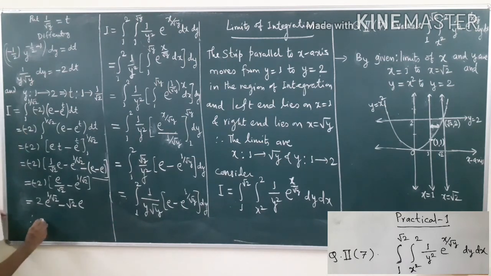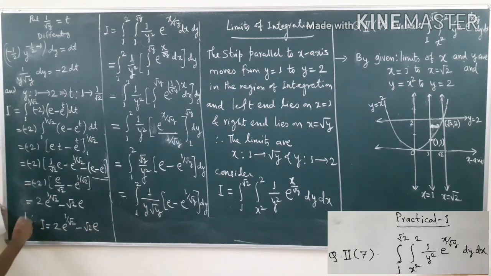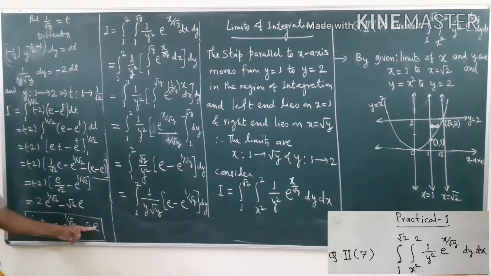Therefore, the final answer I is equal to 2 into e raised to 1 upon root 2 minus root 2 into e. So, thus we have the answer of the given integral as I is equal to 2 into e raised to 1 upon root 2 minus root 2 into e. Final answer of the given problem.